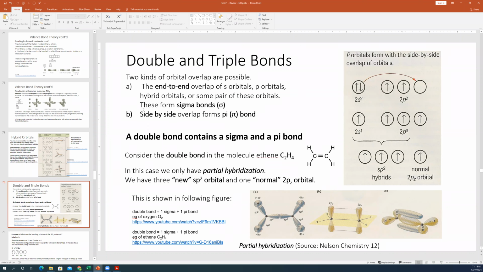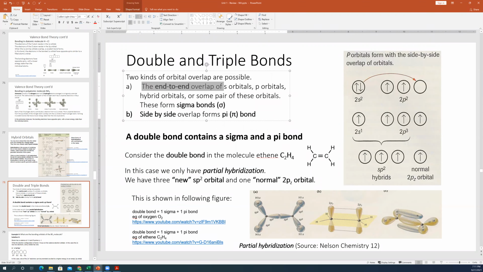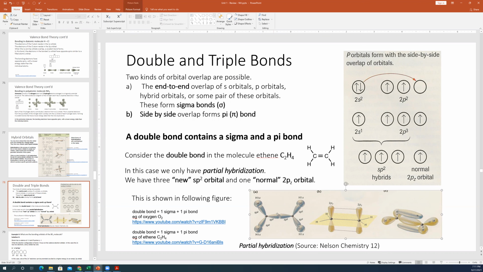So look at what the definitions are. When you come end to end, you form sigma bond. Side by side, you get pi bond. So this arrangement, you see where this is coming and the two ends are coming together. This is called end to end. So right here, this will be a sigma bond.